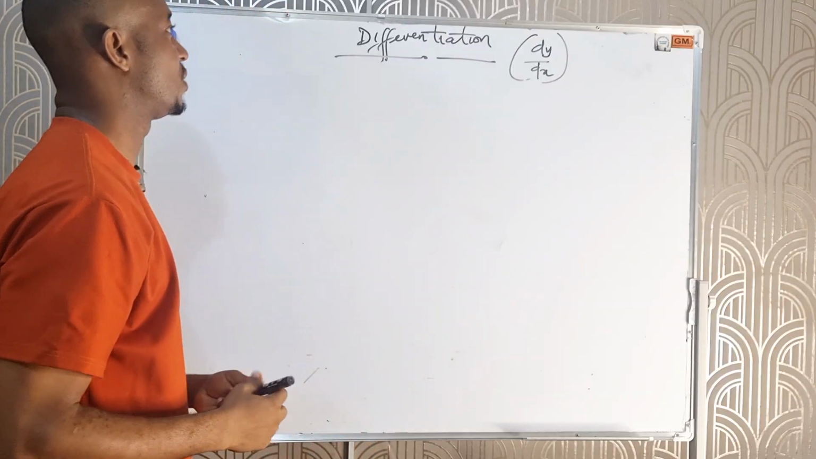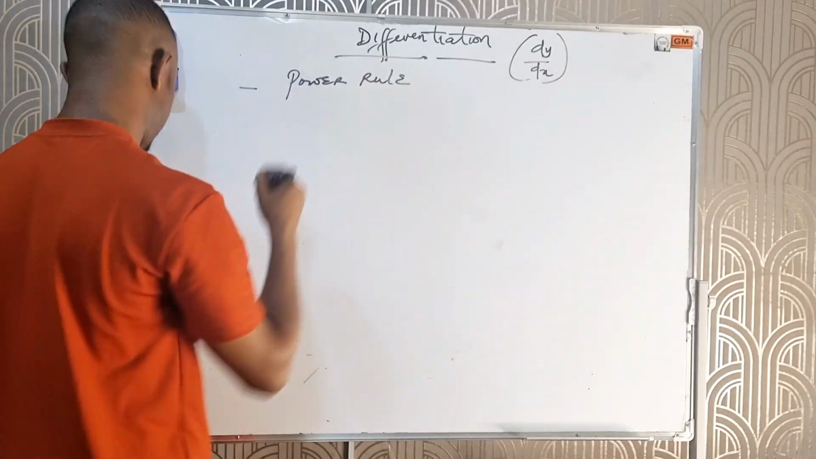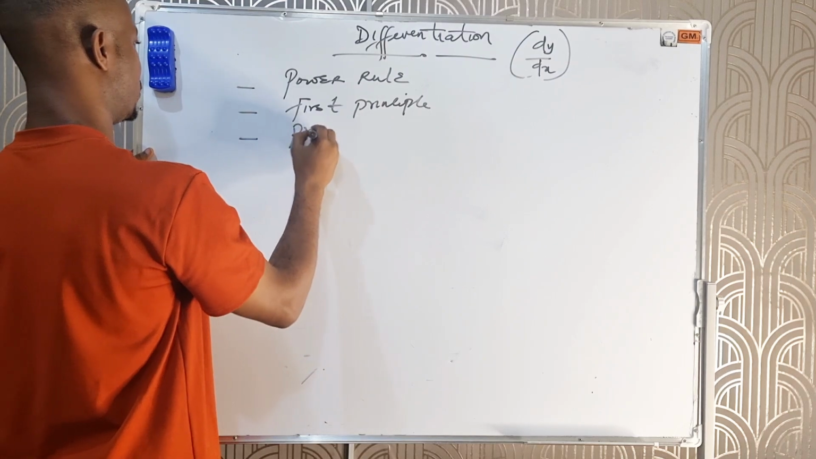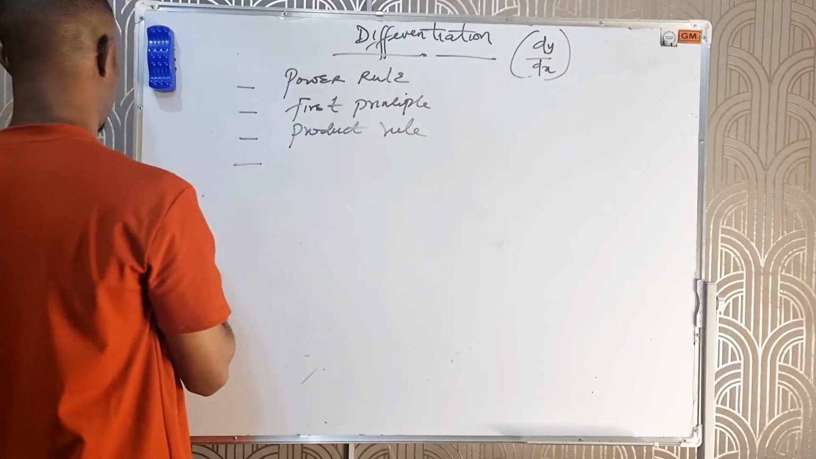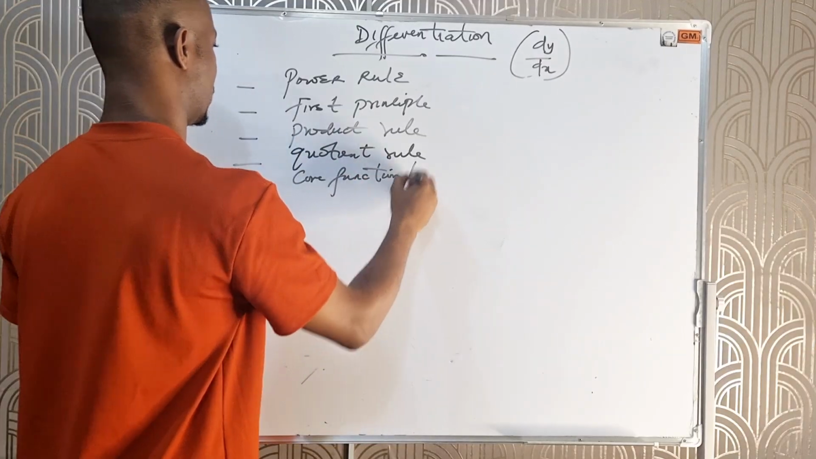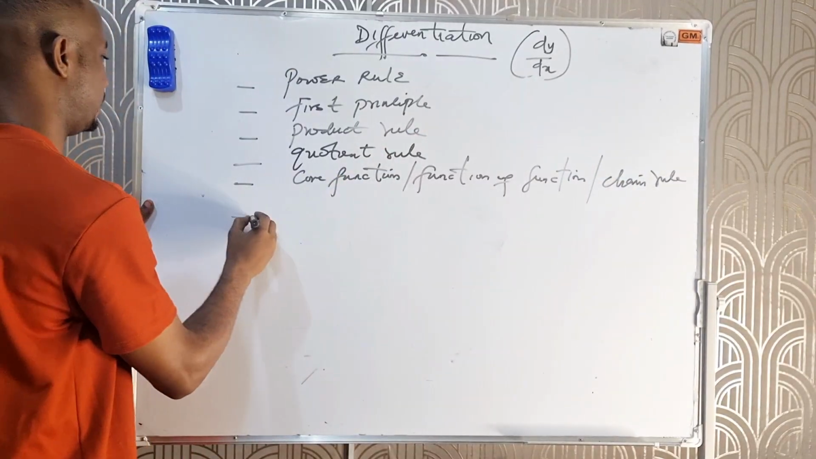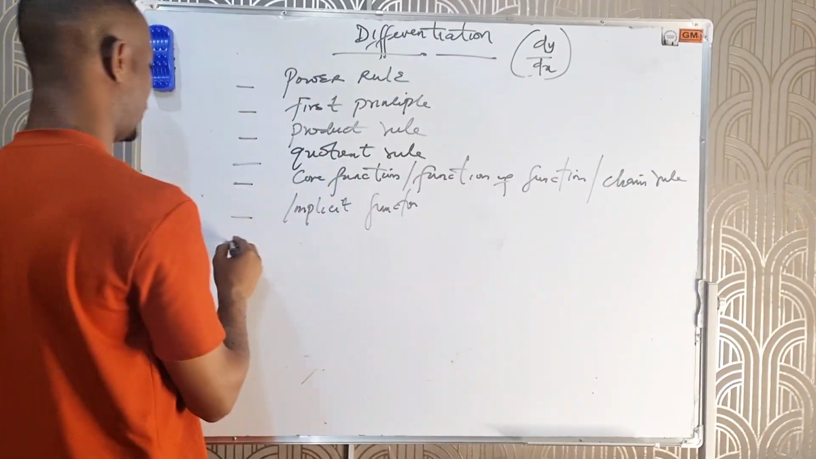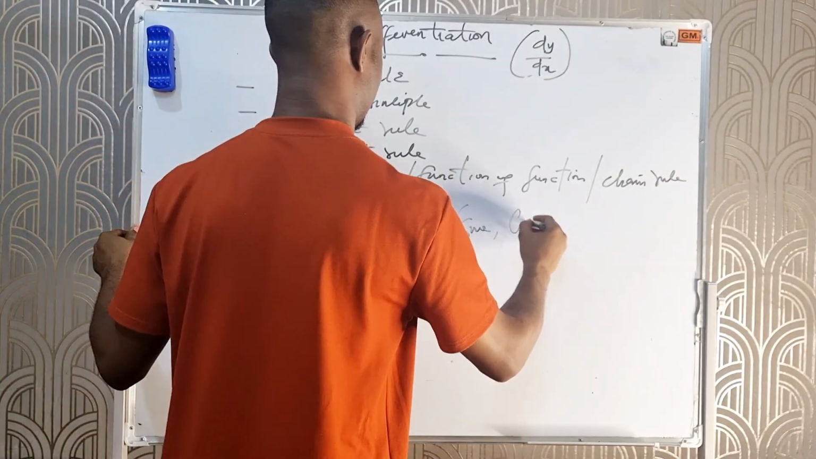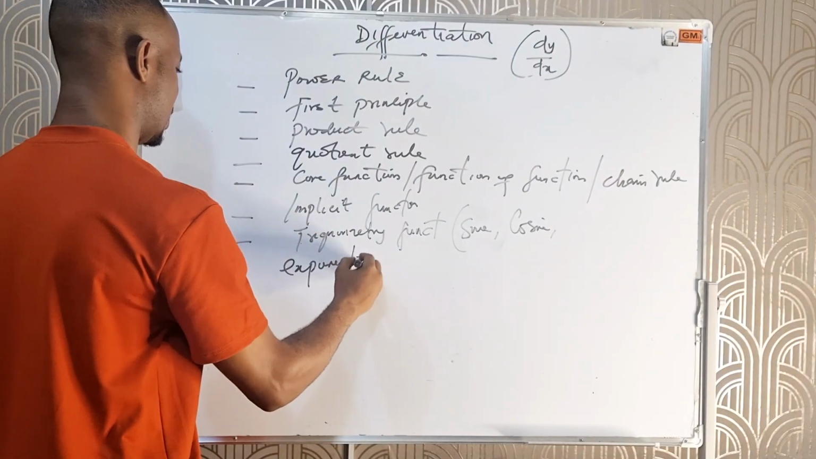And we have different methods used in differentiation. Number one, we have the power rule of differentiation. Number two, we have the first principle. Number three, the product rule. Number four, the quotient rule. Number five, the function of a function, also called the chain rule. We equally have the implicit function. We have other aspects called the trigonometric functions, here we have the sine function and cosine function. We equally have the exponential.